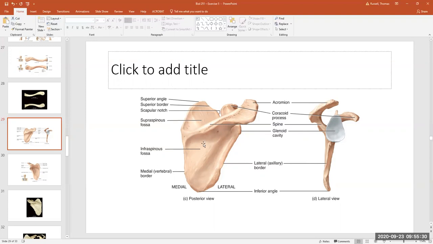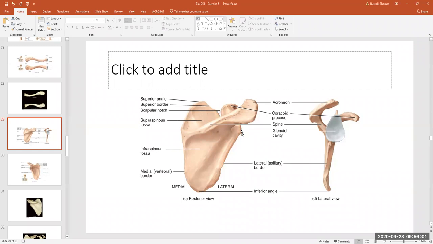Now, you might say, well, this could be the back of the bone and it could be on the left side of the body, right? Well, that's why you need to know lateral from medial. So this is the back, but this is lateral. So there's no way that this bone, being the back, can be on the left side of the body, because this end over here would face towards the middle of your back. So that can't happen. So the end over here is lateral.